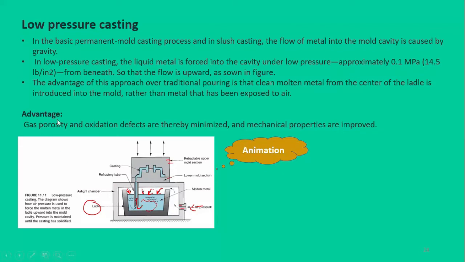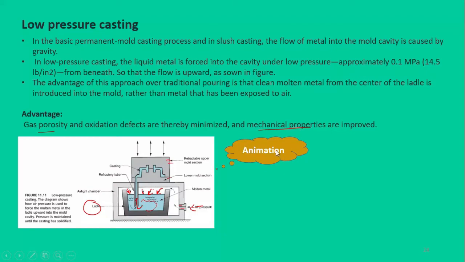So one of the advantages is that we have a reduction in gas porosity and a reduction in oxidation compared to the product that we achieve in other kinds of casting processes, and hence we are able to improve the mechanical properties of our final product.